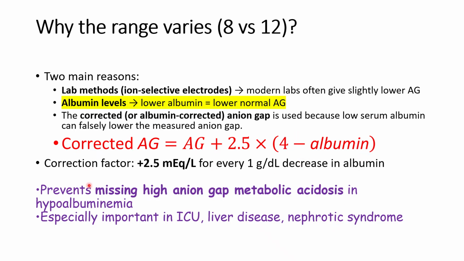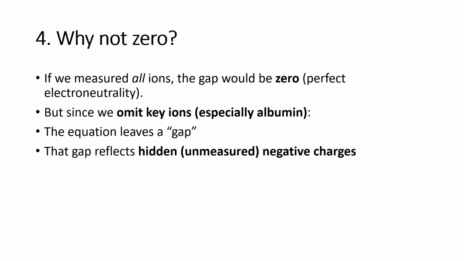So why is it necessary? Because if you don't calculate it, you will miss high anion gap metabolic acidosis in a patient with hypoalbuminemia. So it becomes important in critically ill patients like patients in the ICU, or patients having liver disease or nephrotic syndrome.